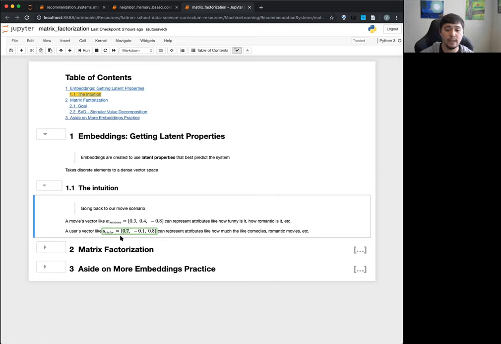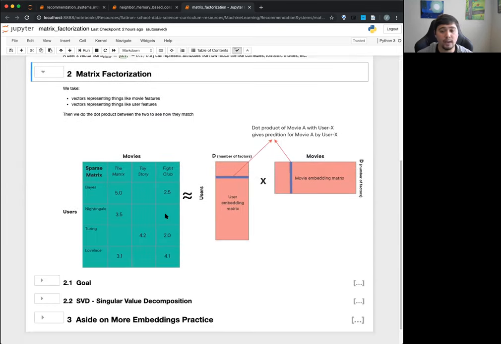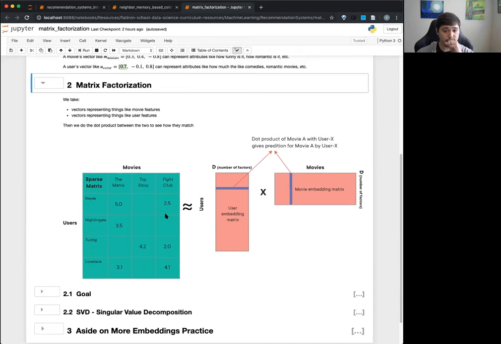Okay, cool. And this is where it comes down to, how do we build this embedding? How do we get to this point? There are some ways we can do this. One way is something called matrix factorization. This goes through a little bit of the idea of what's going on.